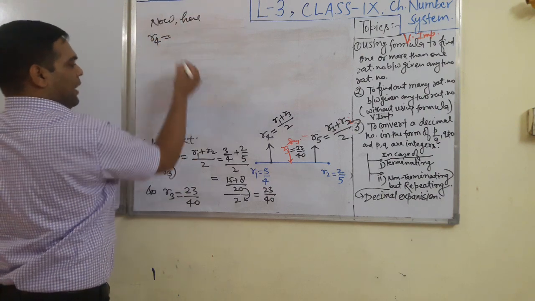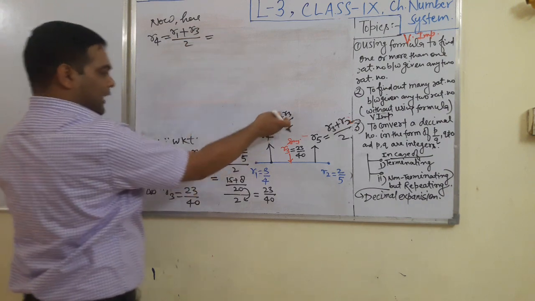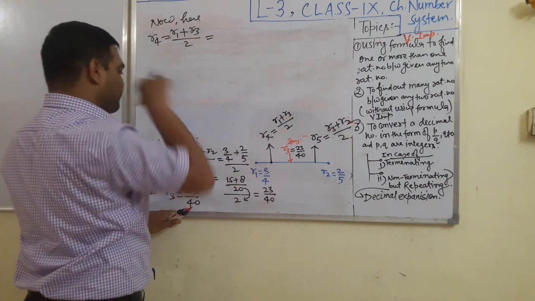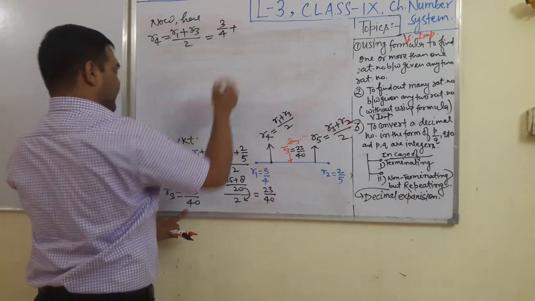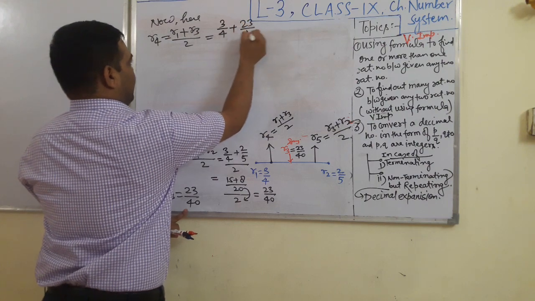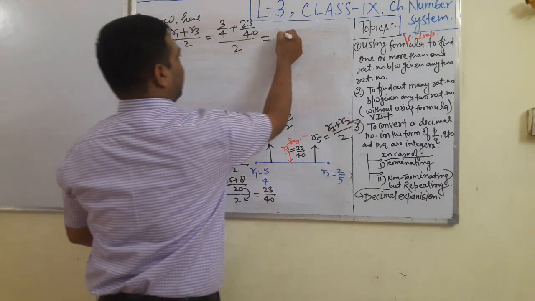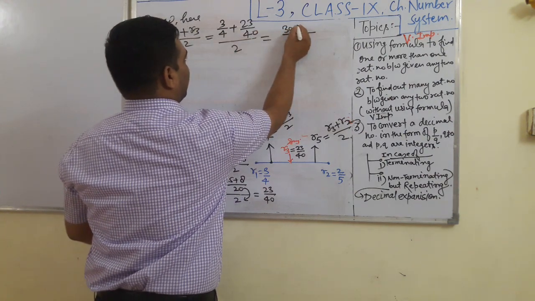Now here R4, it can be R1 plus R3 upon 2. Now R3 we are knowing it is 23 upon 40. Student, put the respective value. R1 it is 3 by 4 plus R3 it is 23 upon 40, getting divided by 2. Take out the LCM of 4 and 40. You will get here 40. 4 10s are 40, 10 3s are 30, 40 1s are 40.